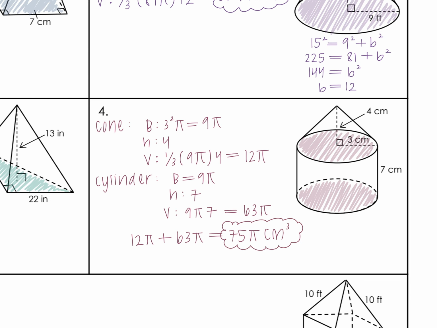All right, so now let's look at number 5, our next problem. And so for number 5 here, we will see that we have another composite figure. We are going to have a square pyramid on top of a cube. So let's see what we can do to find our volume. We'll start off with our pyramid.